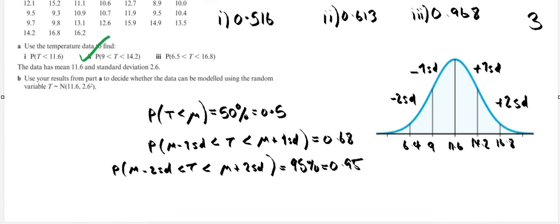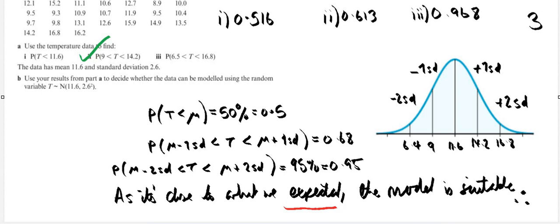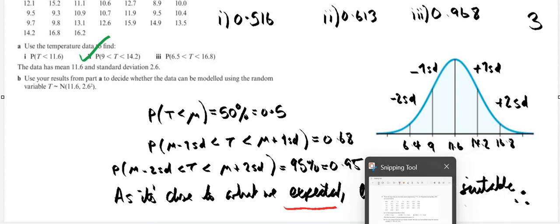So on the back of that, we can say that as it's close to what's expected, the model is suitable. Now remember, this is a written question. We've justified our answer, we've shown why, and now we've written a sentence that explains, and it uses the key words. It's what we expected to happen before we did the experiment. And the model is suitable.